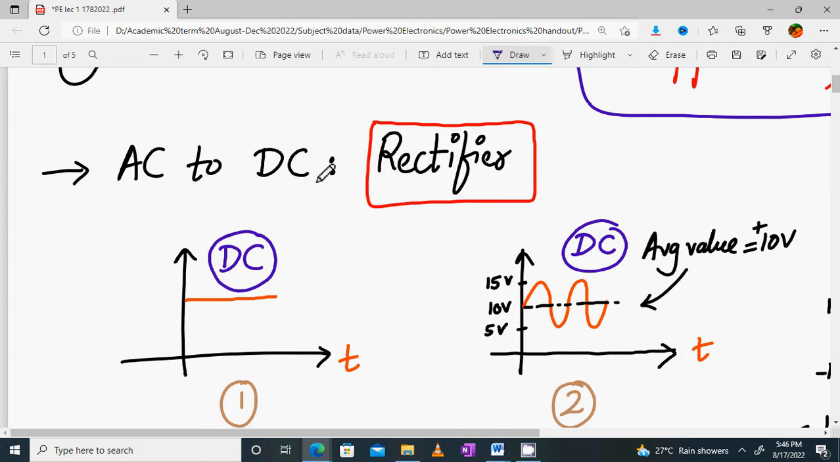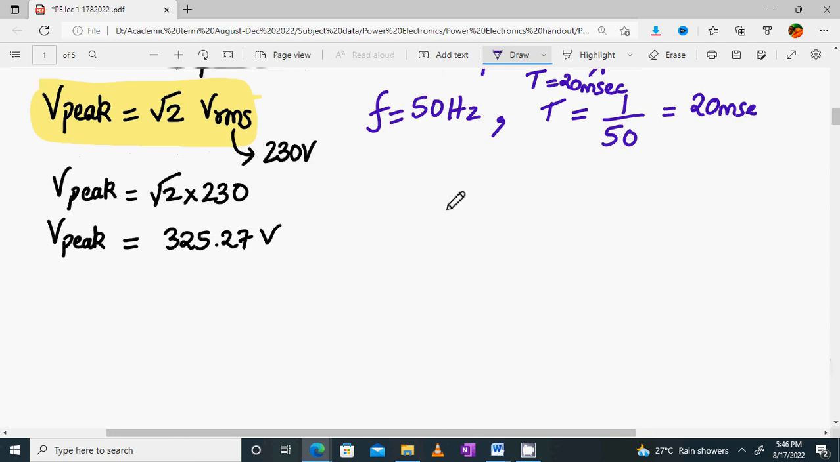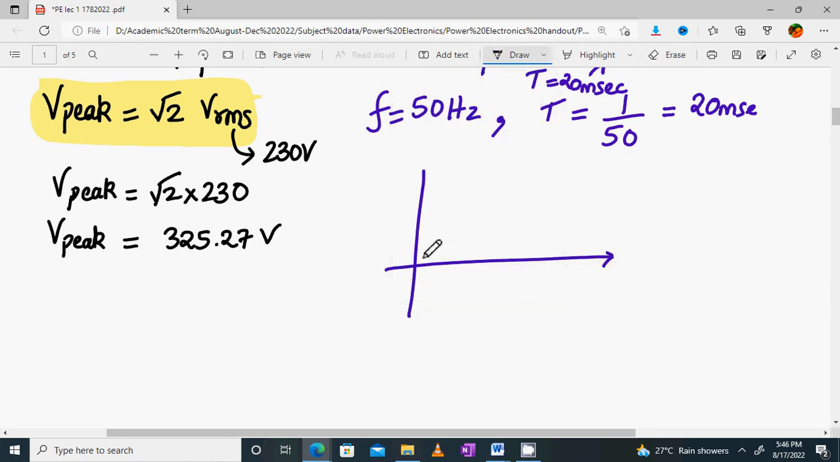Now let's come back to rectifiers. Why study rectifiers in power electronic devices? Before that, let me give you one more small waveform check, and let me know whether it's AC or DC. One more example. This will be one of the outputs which you will be getting.